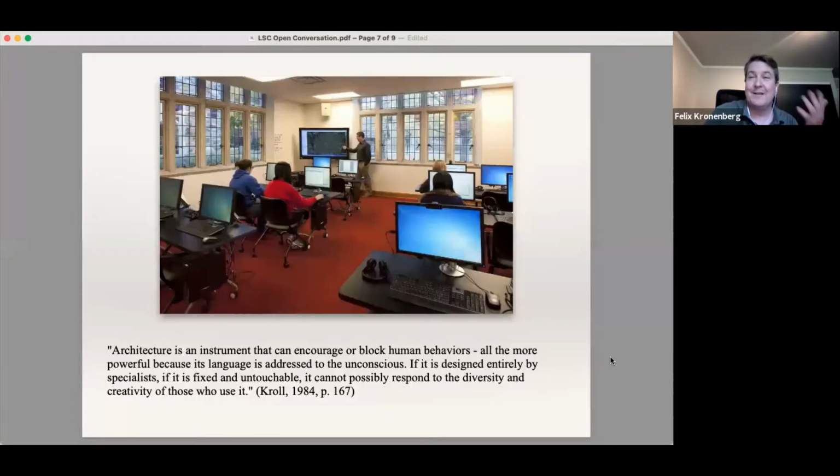So I wanted to show something from my previous college, where I was nine years at Rhodes College in Memphis, Tennessee. And as an academic, I have to at least read one quote. Bear with me. This is from the 80s, so this is really old, but I think it's been a guiding principle for me. Architecture is an instrument that can encourage or block human behaviors, all the more powerful because its language is addressed to the unconscious. This is the important part. If it is designed entirely by specialists, if it's fixed and untouchable, it cannot possibly respond to the diversity and creativity of those who use it.